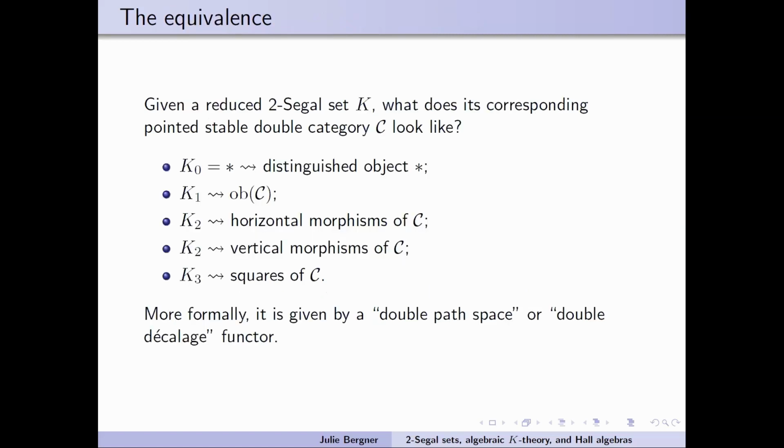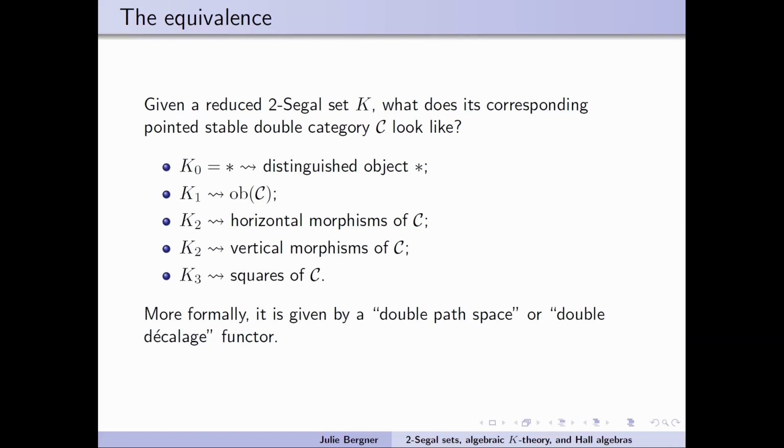All right, so let me say a little bit about the inverse. This is an equivalence of categories, so you could ask what happens to the inverse functor. If I have a reduced 2-Segal set, what does its corresponding pointed stable double category look like? Well, K0 is reduced, so it's just a single point. That's going to become my distinguished object. K1, the one-simplices, are going to be our set of objects. So this is the common set of objects for both the horizontal and the vertical categories.